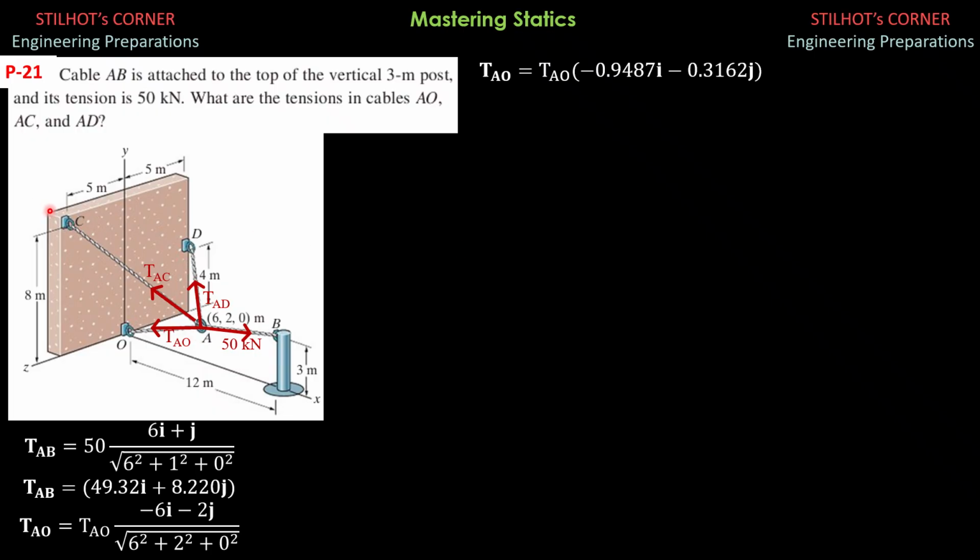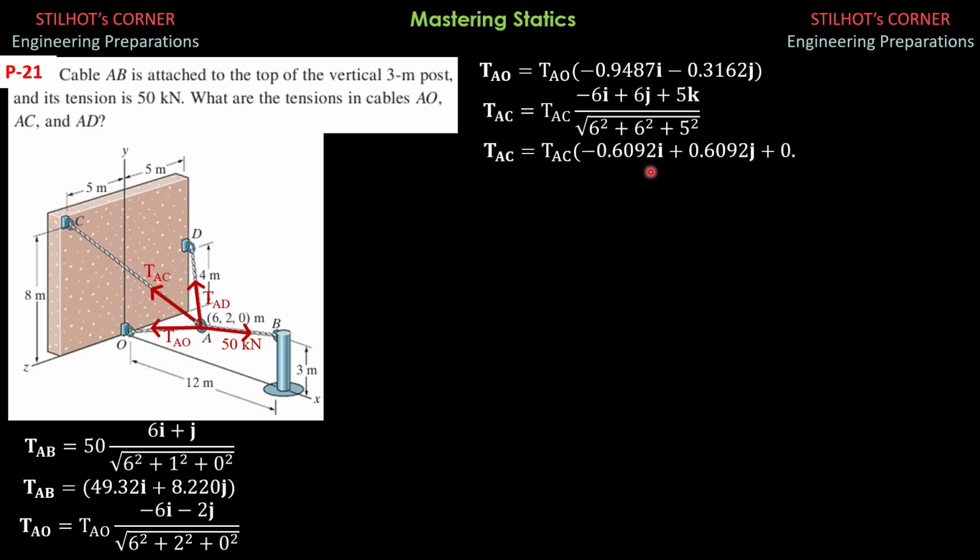Tension AC is 0 minus 6. So magnitude of tension AC, then 0 minus 6, negative 6I, 8 minus 2, positive 6J, then 5 minus 0, positive 5K. So tension AC is negative 6I plus 6J plus 5K over square root of 6 square plus 6 square plus 5 square. Simplifying, tension AC is magnitude of tension AC quantity negative 0.6092I plus 0.6092J plus 0.5077K kilonewtons.